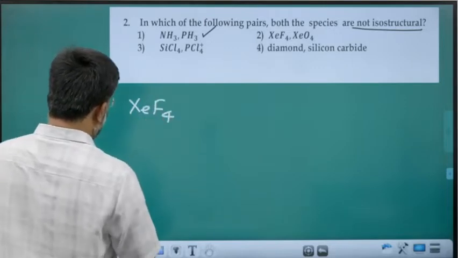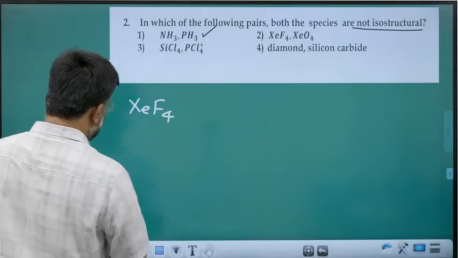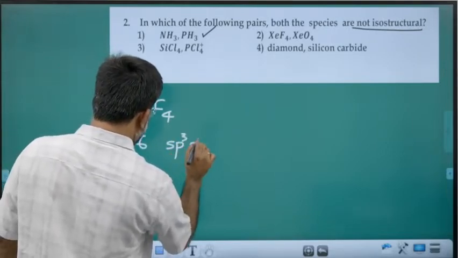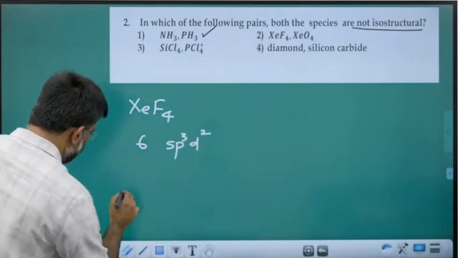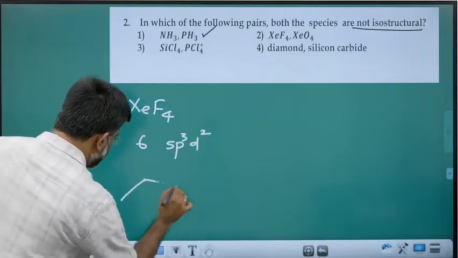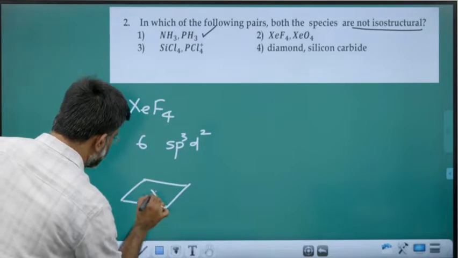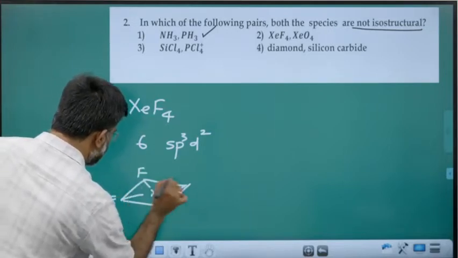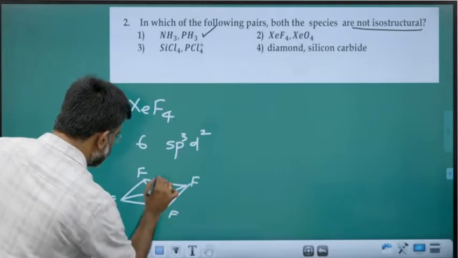XeF4: how many pairs of electrons? 8 plus 4, 12, so there are 6 pairs of electrons, and that is sp3d2 hybridization. You know that it is square planar geometry, with 2 lone pairs.